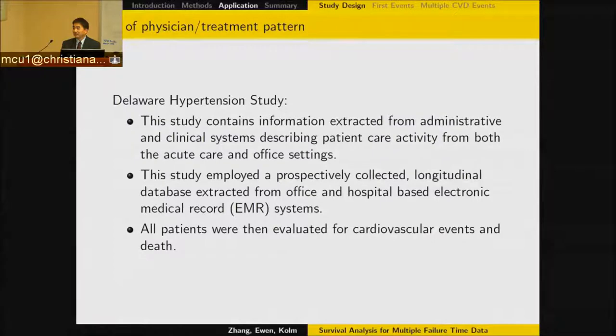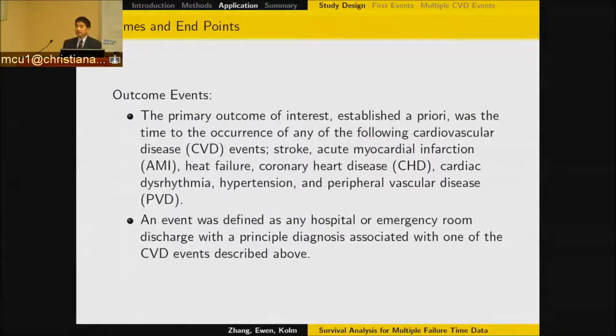All patients are evaluated for cardiovascular events and death. The outcomes in this study relate to cardiovascular disease, stroke, AMI, heart failure, coronary heart disease, cardiovascular disorder, hypertension, and TVD. We define an event as any hospital or emergency room discharge with a principal diagnosis associated with one of the severe events described above.